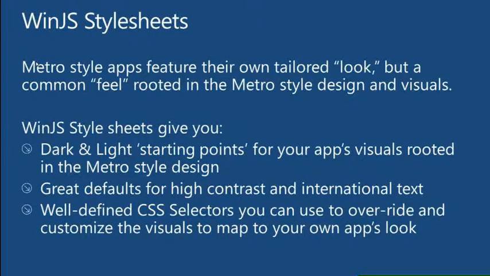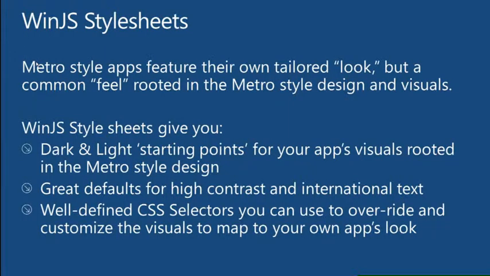These style sheets, we actually give you two of them. One is called UIDark.css, and one is called UILight.css. So if you want a darker background to your app, maybe a picture or something, you might start with a dark style sheet. If you have a lighter background, like white or light gray or something, you can start with a light style sheet. And in either case, you can then customize it beyond that to have your specific look of your app. All the style sheets give you great defaults for high contrast and also for international text.